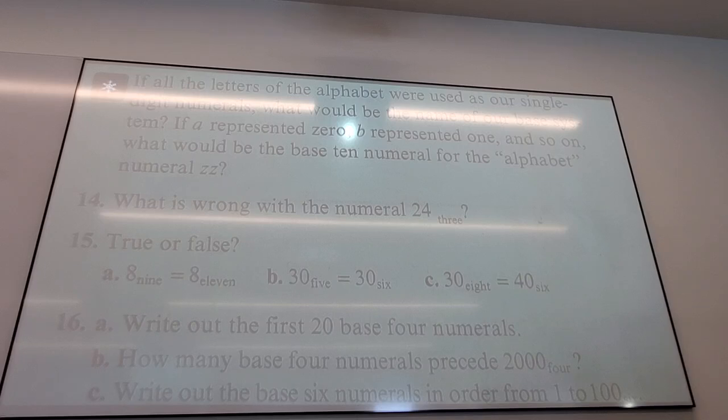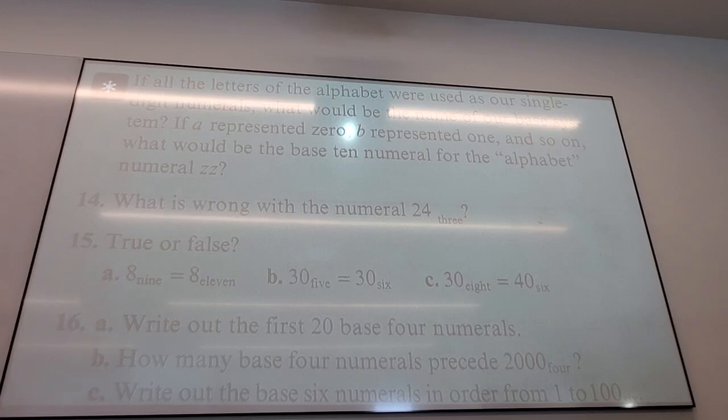In every base, in base 4, what's the highest single digit? 3. So what symbols are there? 0, 1, 2, 3. There's 4 digits in base 4. If we use the letters of our alphabet, how many symbols would that be? 26, right? So what base would that be? 26 base. Yeah, the base 26.